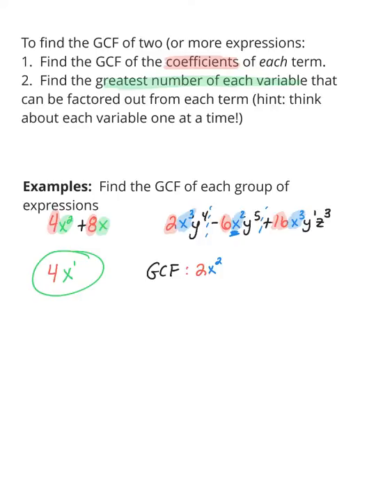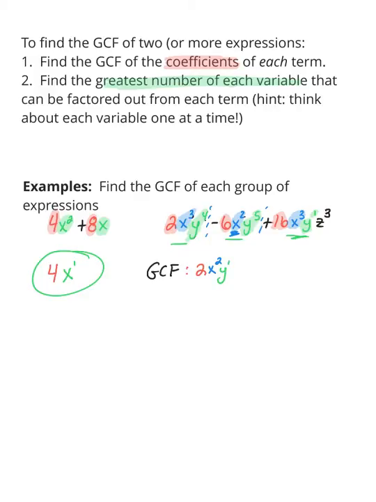Now let's look at the y's. So this expression has y to the fourth power. This expression has y to the fifth power. This expression just has y to the first power. So what's the greatest number of y's that I could take from every single term? Well, this has 1, this has 5, and this has 4. So if they all have to give the same amount, we're going to be limited by the smallest one. So we'd be able to take 1 y from every expression.